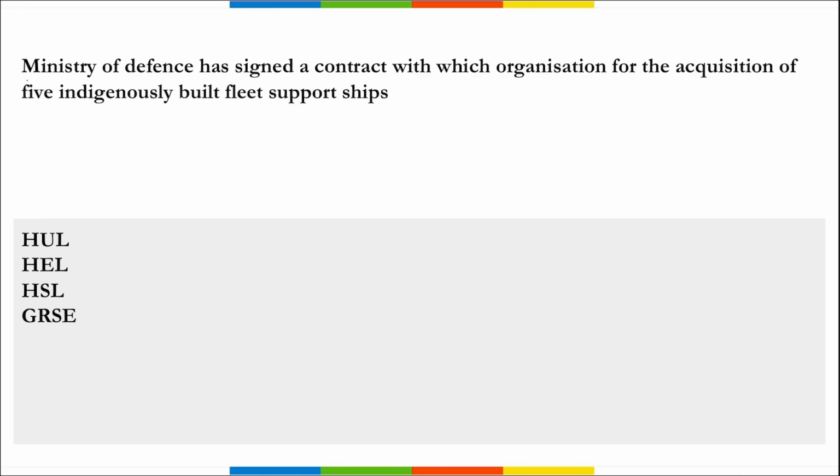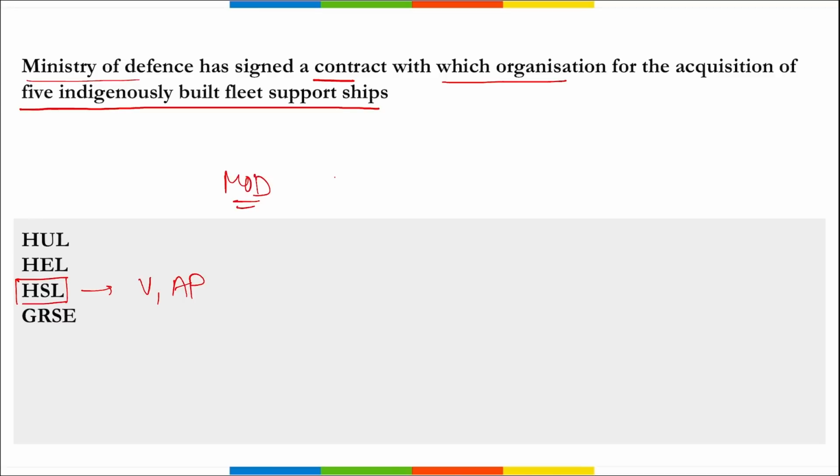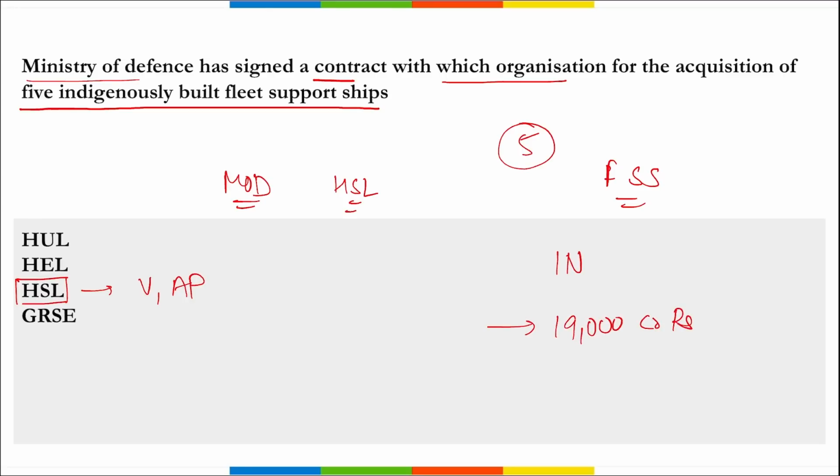Let's start. Ministry of Defence has recently signed a contract with which organization for the acquisition of 5 indigenously built fleet support ships? So it is HSL, that is Hindustan Shipyards Limited. This is located in Visakhapatnam, Andhra Pradesh, right? And recently the Ministry of Defence signed a contract with HSL to build 5 indigenously built fleet support ships, correct? This is for the Indian Navy, and the worth of this contract is around 19,000 crore rupees approximately.